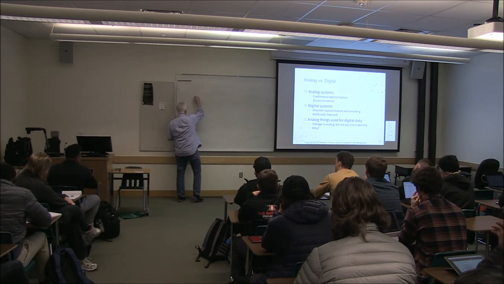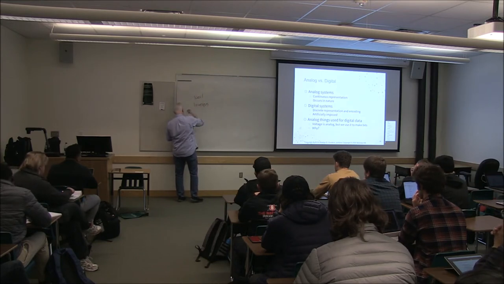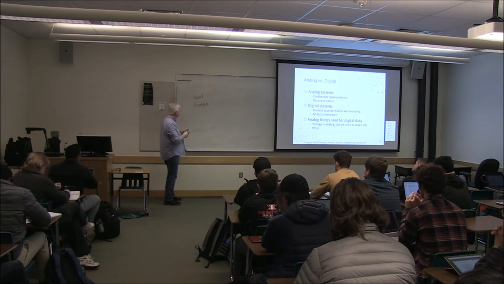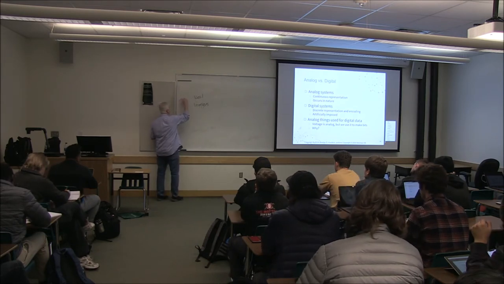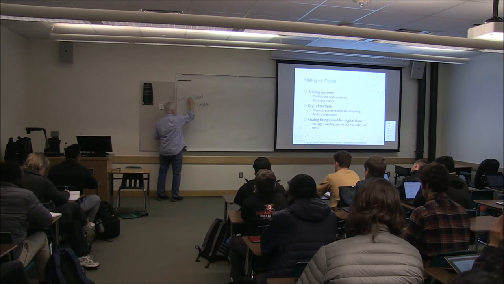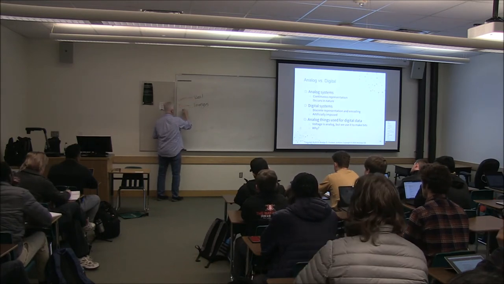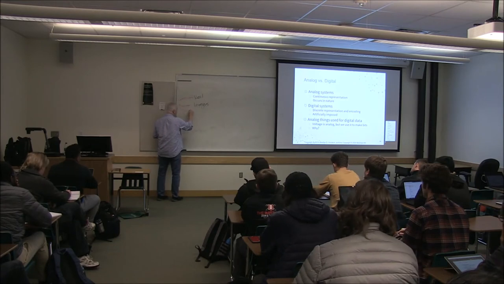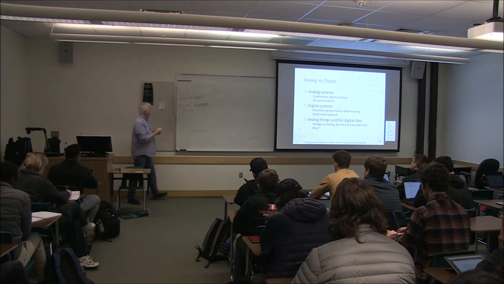Let's just talk about real numbers versus integers, okay? And that'll give you a little bit of this distinction as a starting point. As a spoiler, this is continuous, and this is digital or discrete. And I'm going to use those two somewhat interchangeably, okay?